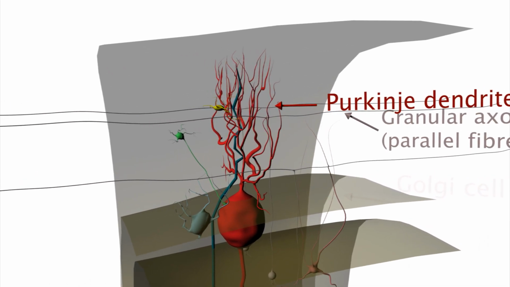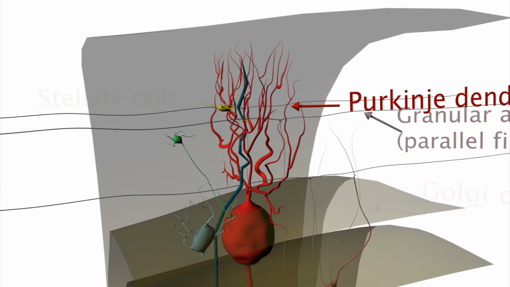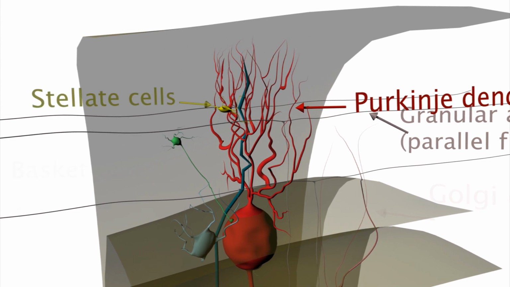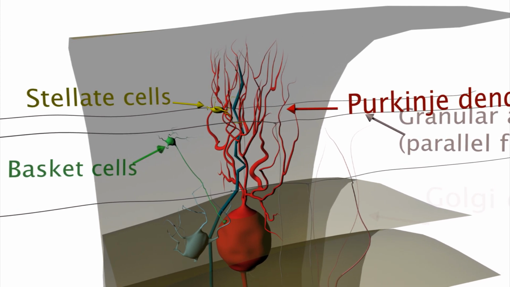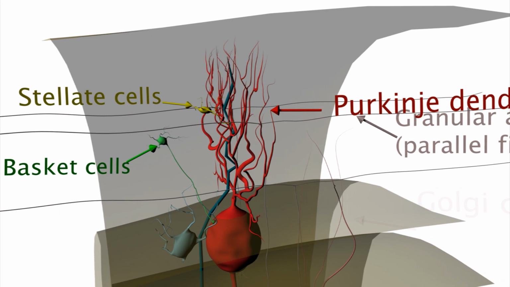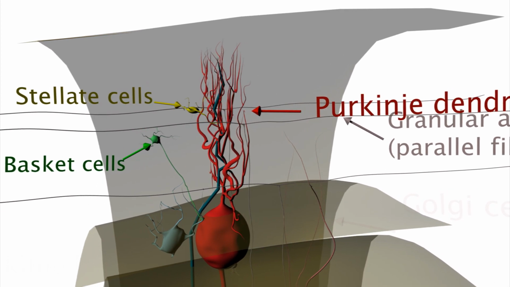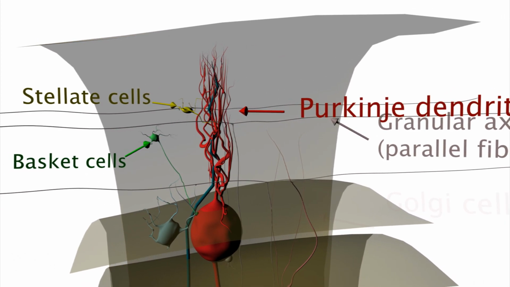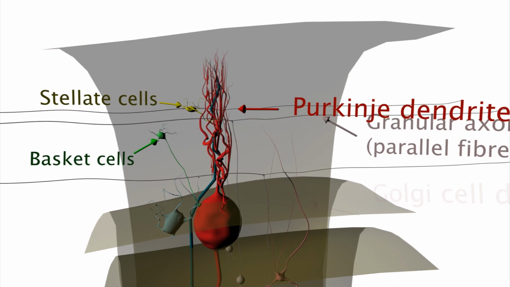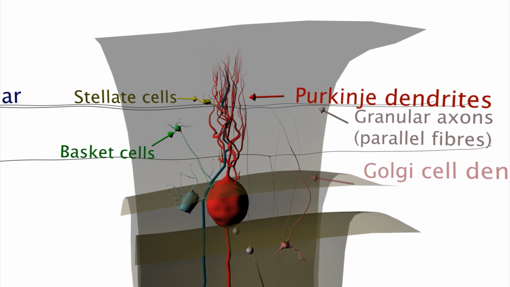Parallel fibers also synapse with dendrites of the interneuron stellate and basket cells, whose bodies are located in the molecular layer. Finally, the tips of the dendrites of the Golgi cells are also located in the molecular layer.